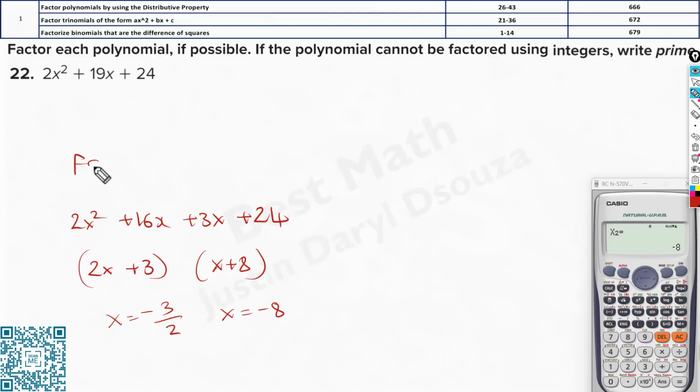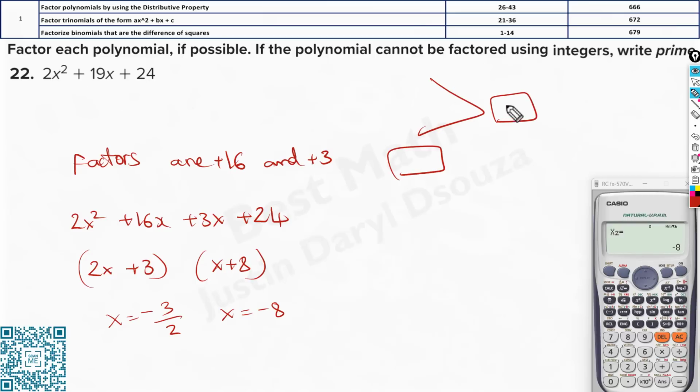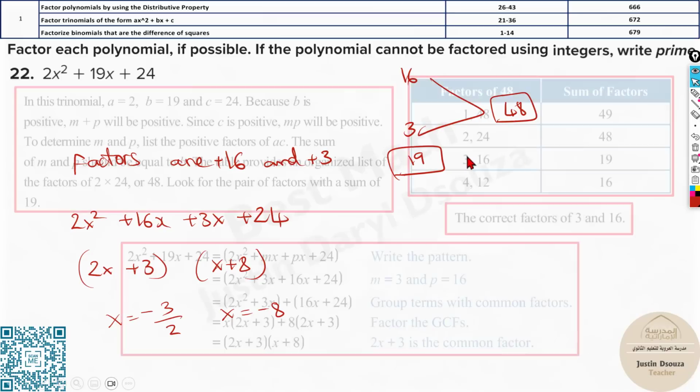Now it's not over. What you need to write is factors are 16 and 3. They're plus 3 and plus 16, because when it's a minus sign it changes. Okay, so it's better to write the sign as well. Now over here you can do this simple demonstration to get the values. 2 times 24 is 48, and over here we have 19, so it's 16 and 3. If you multiply 16 and 3 you get 48, and if you add them you'll get 19. I'm sure now it's very easy, but if you're directly trying to find the factors, it will take time, isn't it? So that's it. Let's try some other problems.